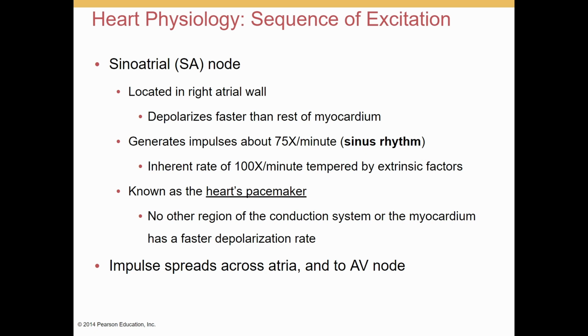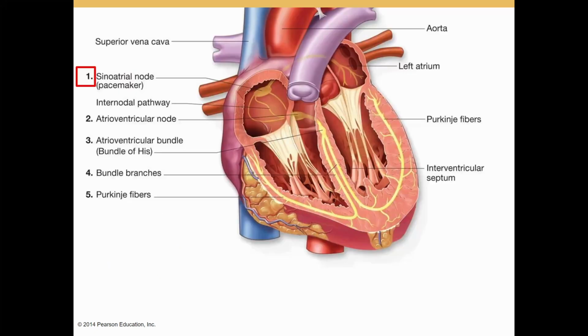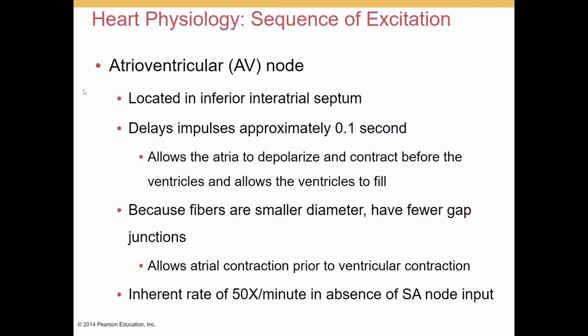From the SA node, the impulse, or electrical signal, will then spread across the atria to the AV node. Here you can see the location for the SA node, the heart's pacemaker.